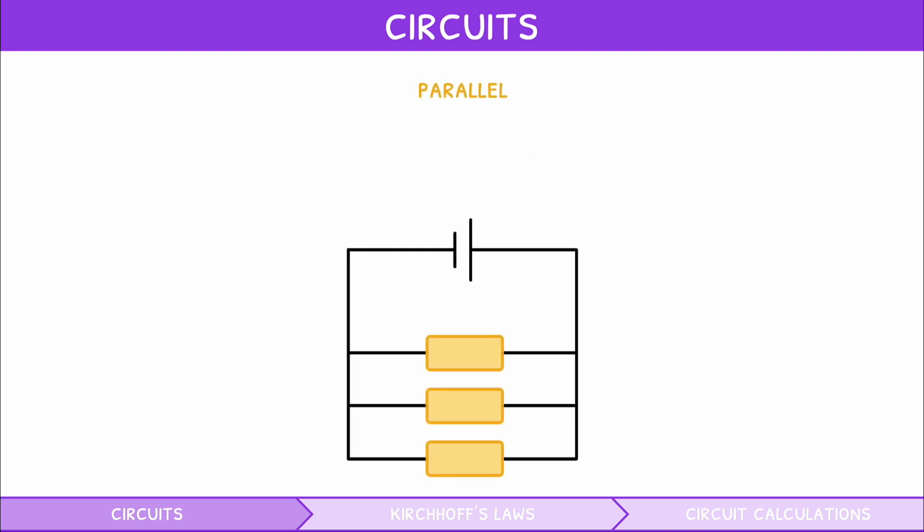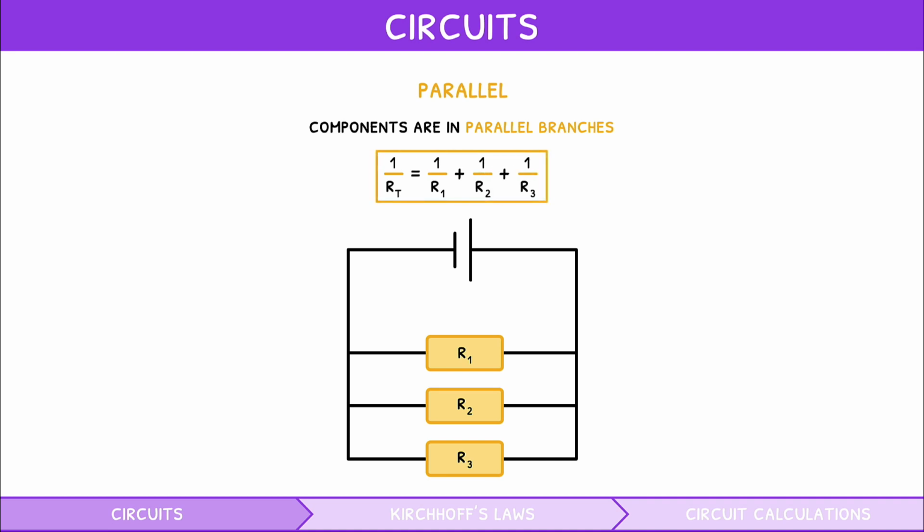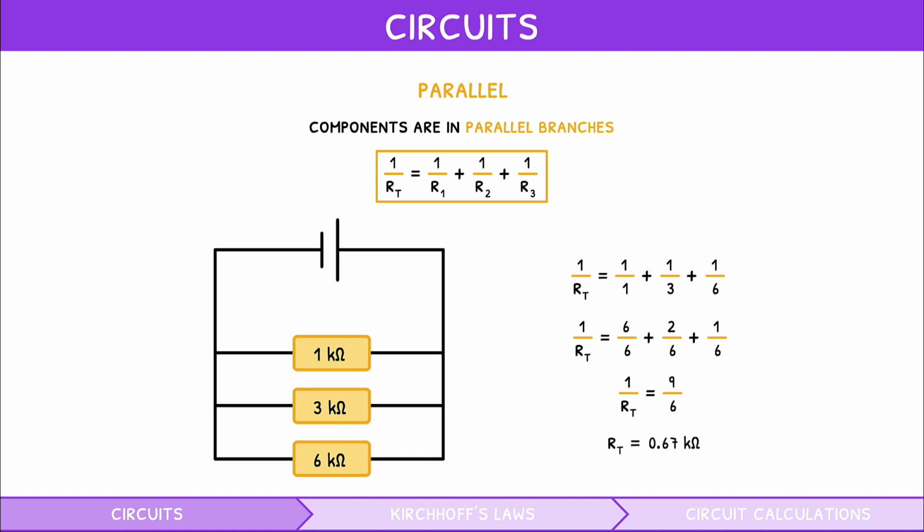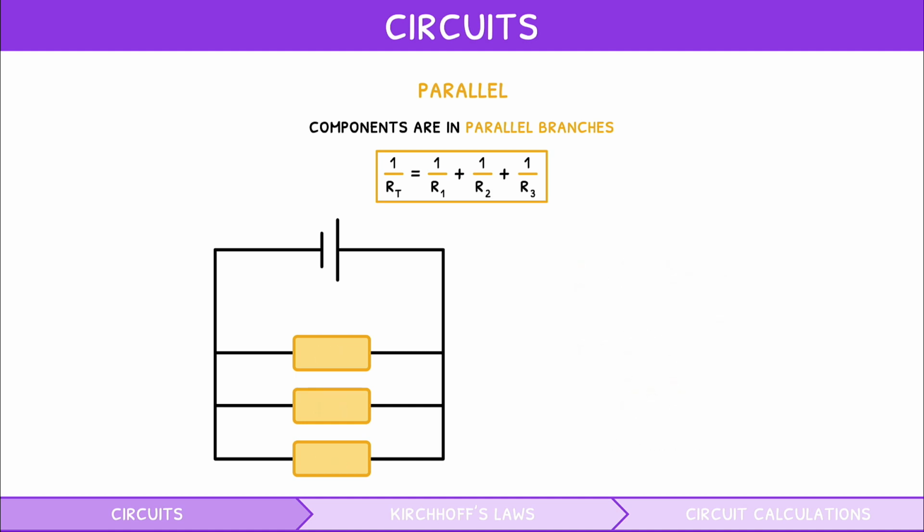A parallel circuit aligns components in branches parallel to one another. In this circuit, the inverse total resistance of the circuit equals the sum of the inverse resistances of the components. In this example circuit with 1 kiloohm, 3 kiloohm and 6 kiloohm resistors, the inverse resistance is 1 over 1 plus 1/3 plus 1/6. Rephrased as 6/6, 2/6, and 1/6, so 9/6. Flipping this over, the total resistance is 6/9 kiloohms, i.e. 0.67 kiloohms.